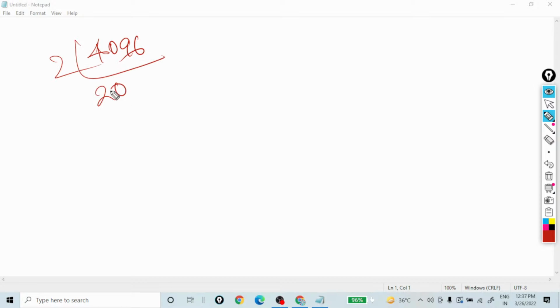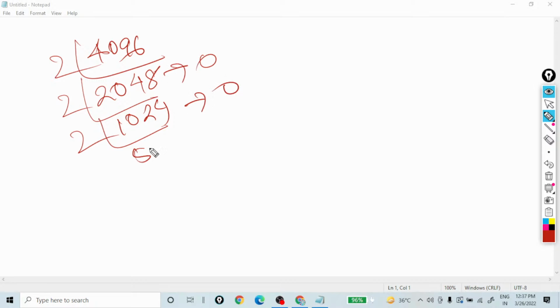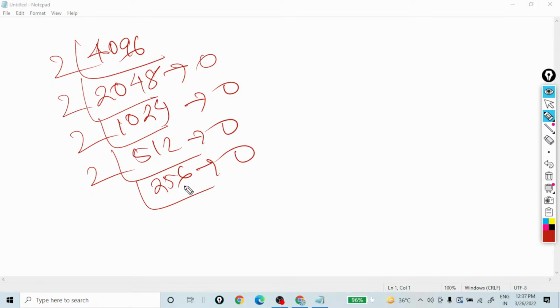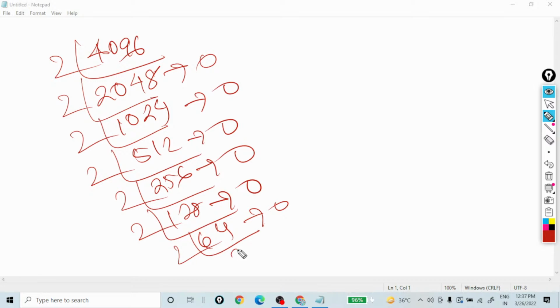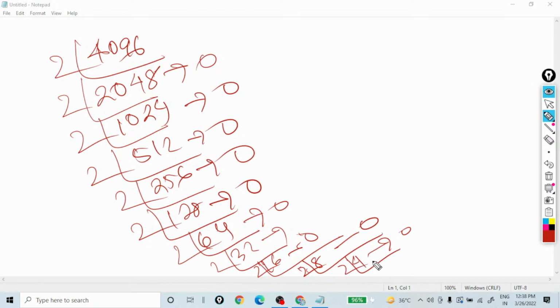4096 by 2 is 2048, then 1024, and the remainder here will be 0, here 0. Then 512, remainder 0, then 2, 256, remainder 0, then 128, remainder 0, then 64, remainder 0, then 32, then 16, remainder 0, dividing 16 gives 8, remainder 0, dividing 8 gives 4, remainder 0, dividing 4 gives 2, remainder 0, dividing by 2 gives 1, remainder 0.